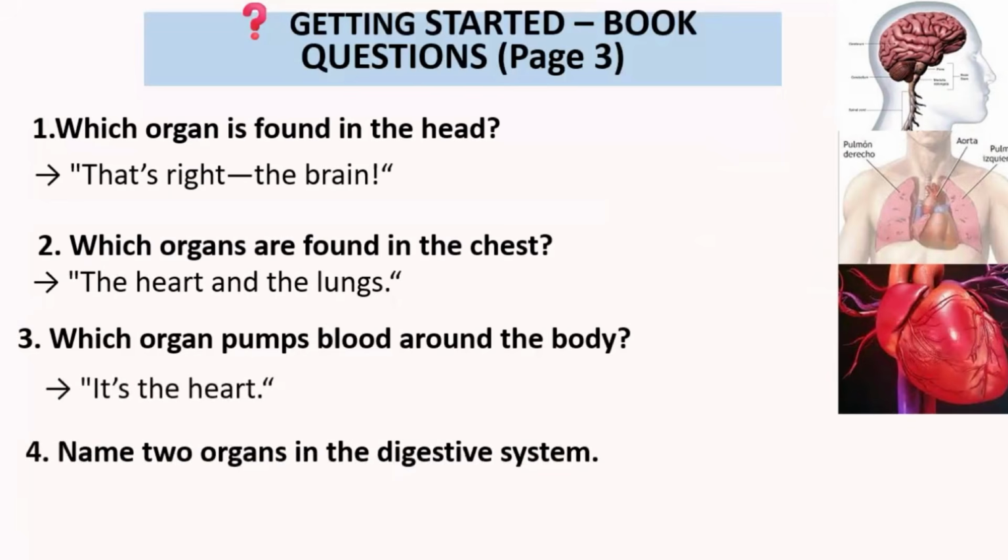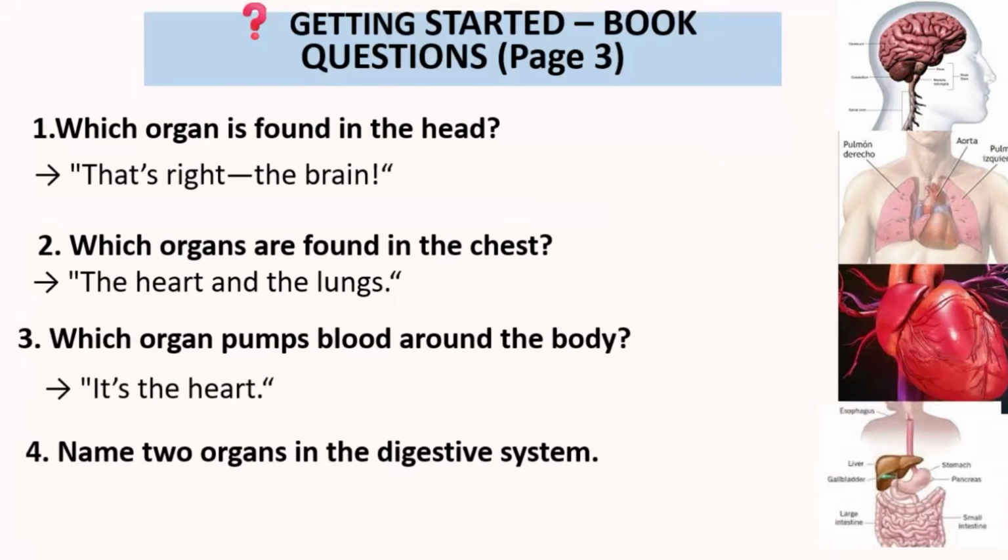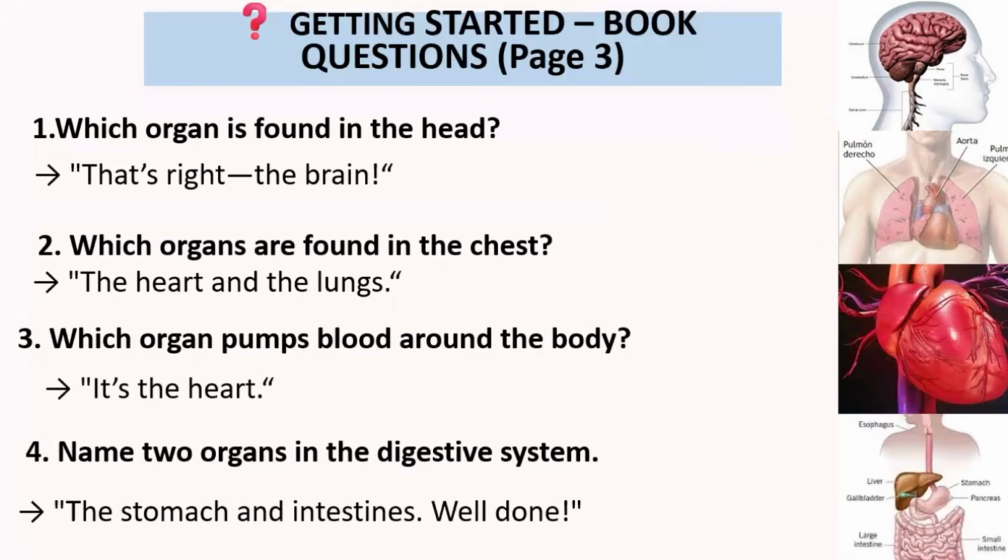Last question is, name 2 organs in the digestive system. That's right, stomach and intestine. Well done. Now, let's move to the circulatory system. What is the circulatory system?